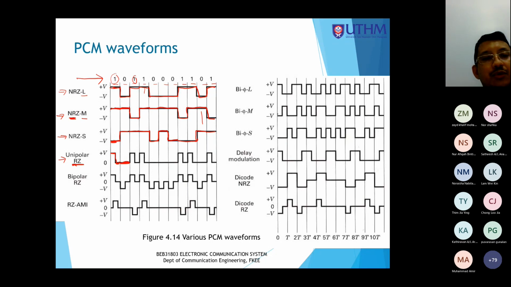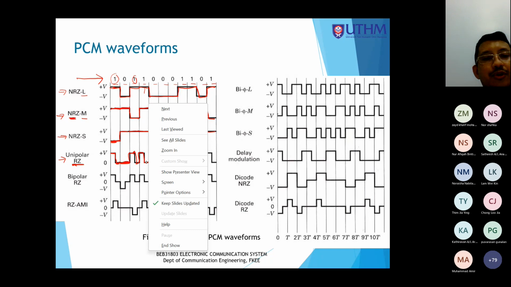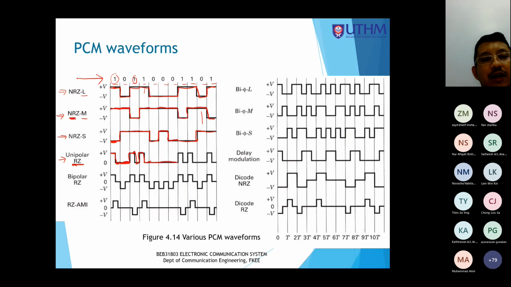And then input logic 1 produces positive output voltage for half of the bit time and then returns to 0. And then positive, return to 0. And then three input logic 0 produce 0 volt at the output. Okay, and then logic 1, positive, return to 0 volt, positive voltage, return to 0. This is unipolar, return to 0.